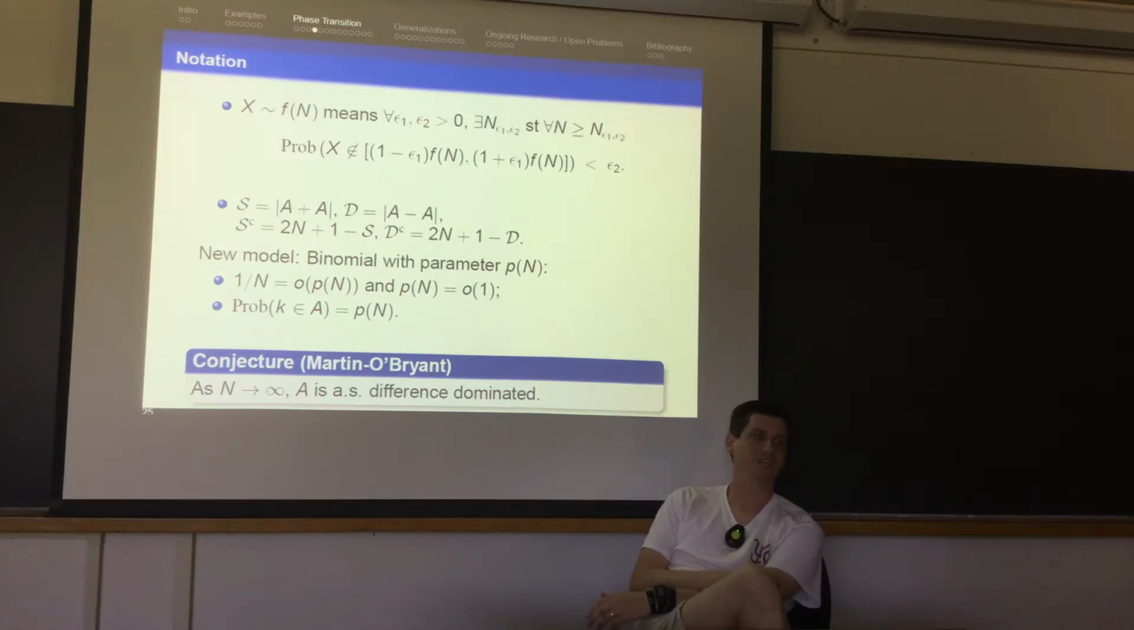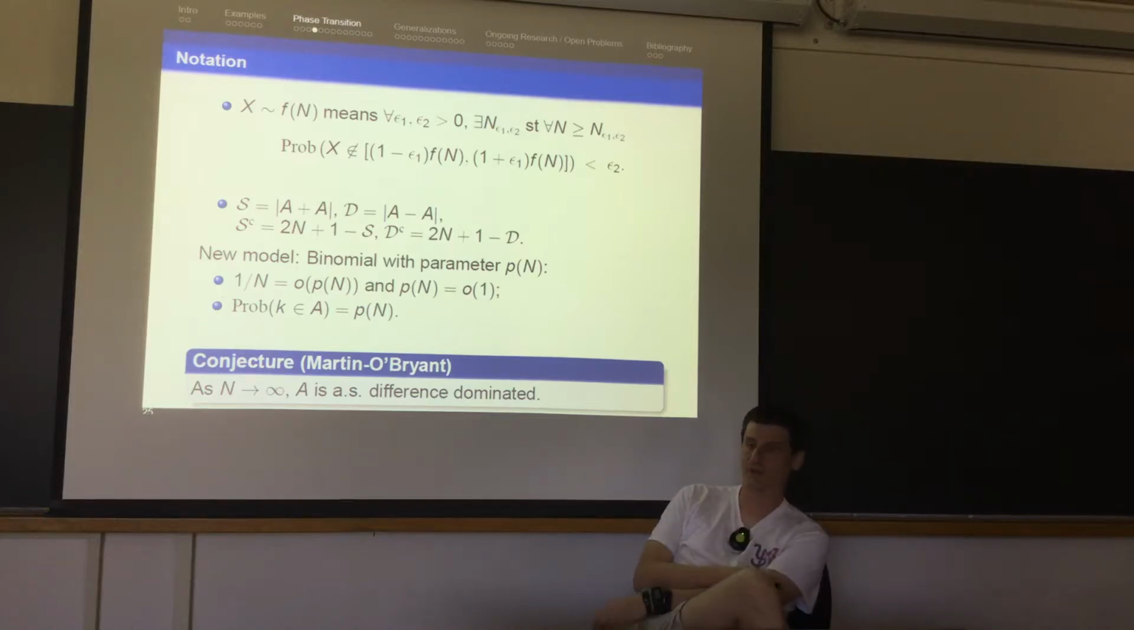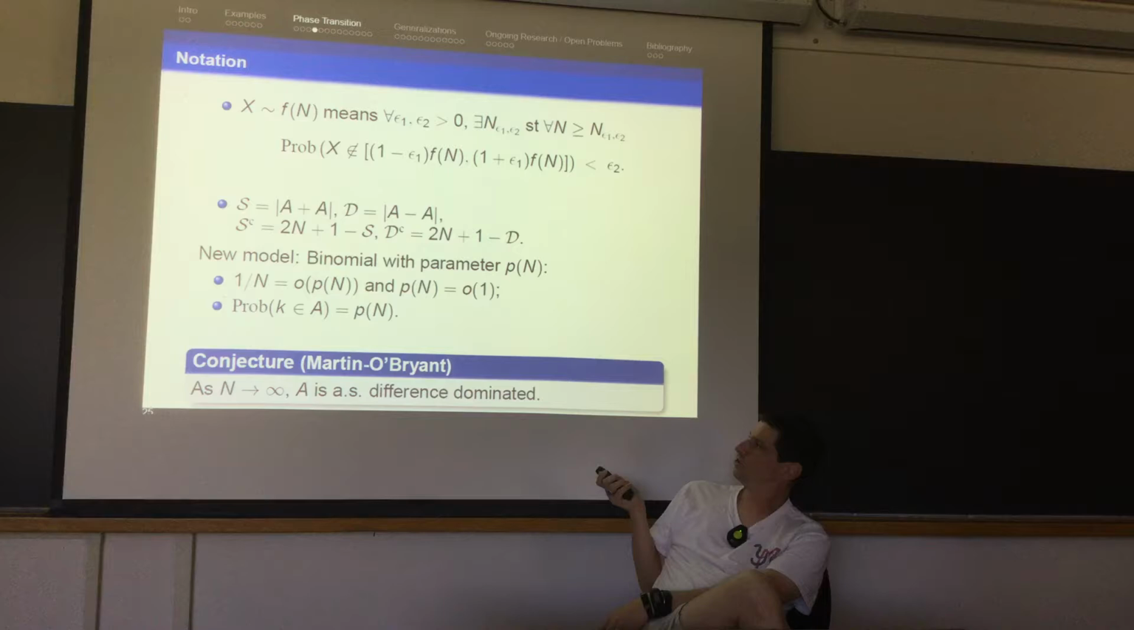If the probability of choosing an element is 1 over n squared, and I have n choices, I expect to have 1 over n elements. Oh, well, that means I expect my set to be empty. I want my set to have a number of elements going to infinity with n. Maybe it's log n over n, so then I would at least have log n elements. And whoops, I want it now to be growing not at a constant rate because Martin and O'Bryant already handled the constant case. And then the conjecture was that as n goes to infinity, A is almost surely difference dominated.